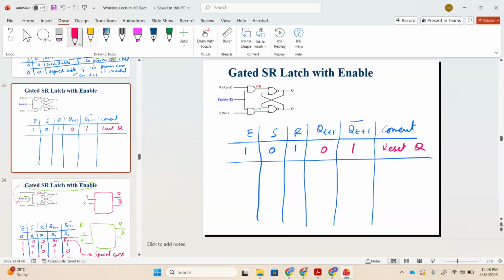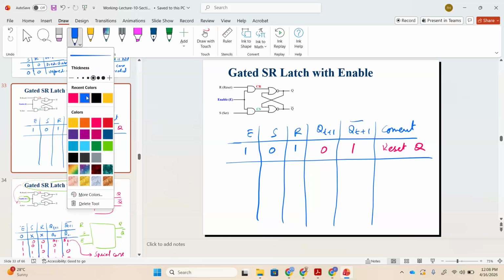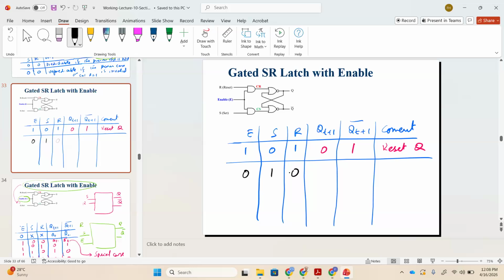And again, let's zoom in on the next cycle. We have E is 0, and 1 and 0. What will be the output, Q and Q bar? What is that value in this example? 0, 1. Very good. So now you can see we keep the old value 0, 1.